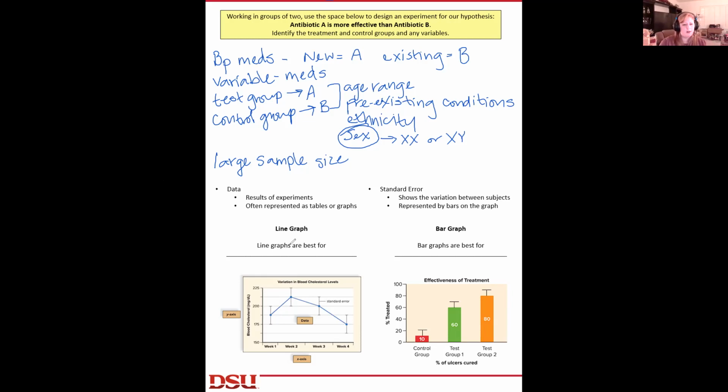So let's look down here at our graphs. Data, again, results of experiments. Line graphs are best used for continuous measurement over time.